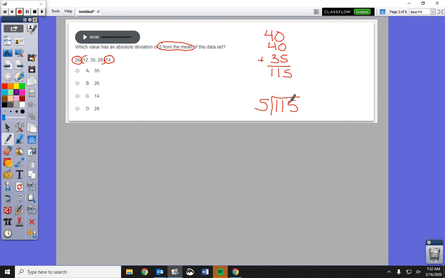5 is our divisor, 115 our dividend. Going to put a decimal at the end and add some zeros just in case we need them. I'll put a multiplication sign here. 5 times nothing gives me 1, or whole number I should say. 5 times 2 will give me close to a product of 11. That gives us 10. I subtract, that's 1. Annex down the 5. 5 times 3 gives me 15. We now see that our mean, remember we can denote mean by an x with a line over it, is equal to 23.